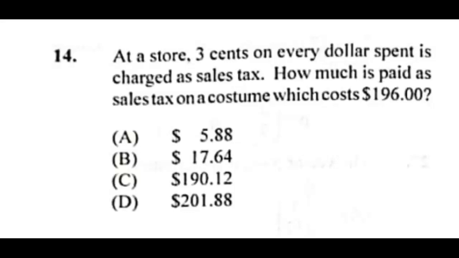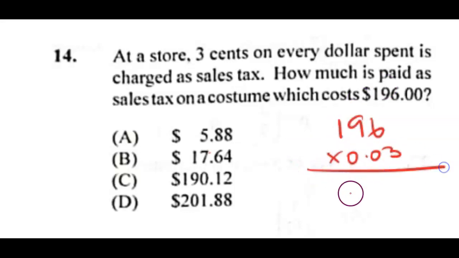At a store, 3 cents on every dollar spent is charged as a sales tax. So how much is paid as sales tax on a costume which costs $196? Now how much is $196 in dollars? Well, it's $196. So it's 3 cents for each of those. So it's 196 multiplied by 0.03 like this, and working that out, we'll get 5.88. Now remember, when you're multiplying, you can't use a calculator, so you could just simply ignore the point. You will get your 588, ignore the point here, and then you put in the point afterwards. So that's how we'll get this. So 588, the answer is A.